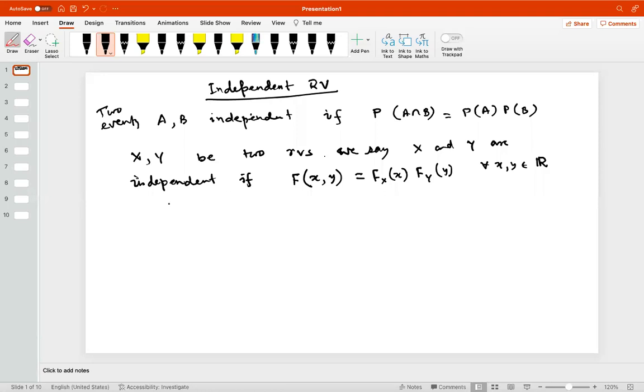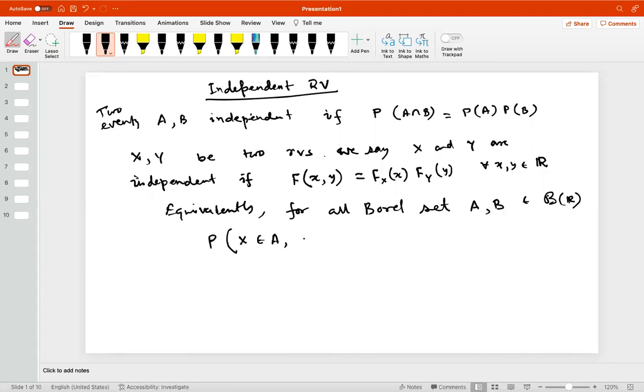Now the idea is actually this. Equivalently, for every Borel set, for all Borel sets A and B, where A and B belong to the Borel sigma algebra on R, the probability that X belongs to the Borel set A and Y belongs to the Borel set B is equal to the probability of X belongs to A times the probability of Y belongs to B.